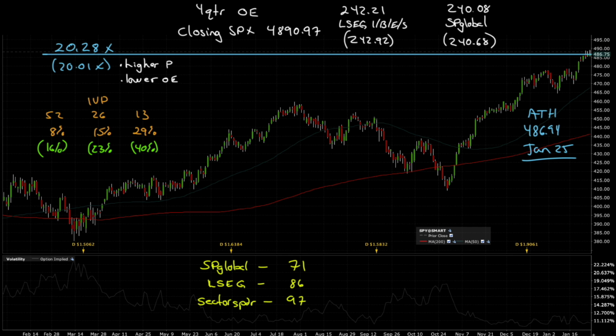Okay, the market continues to get more expensive based on a multiple, not just the price that you pay. Closing SPX was 4897, but we're now at 20.28 times, up from 20.01. A combination of higher closing price and lower operating earnings. Not much, not falling off a cliff, but as I've said before, it's just going the wrong way. You'd like to see it going up. 242.21 down from 242.92, and 240.08 down from 240.68. So the combination of those two things makes the market more expensive.